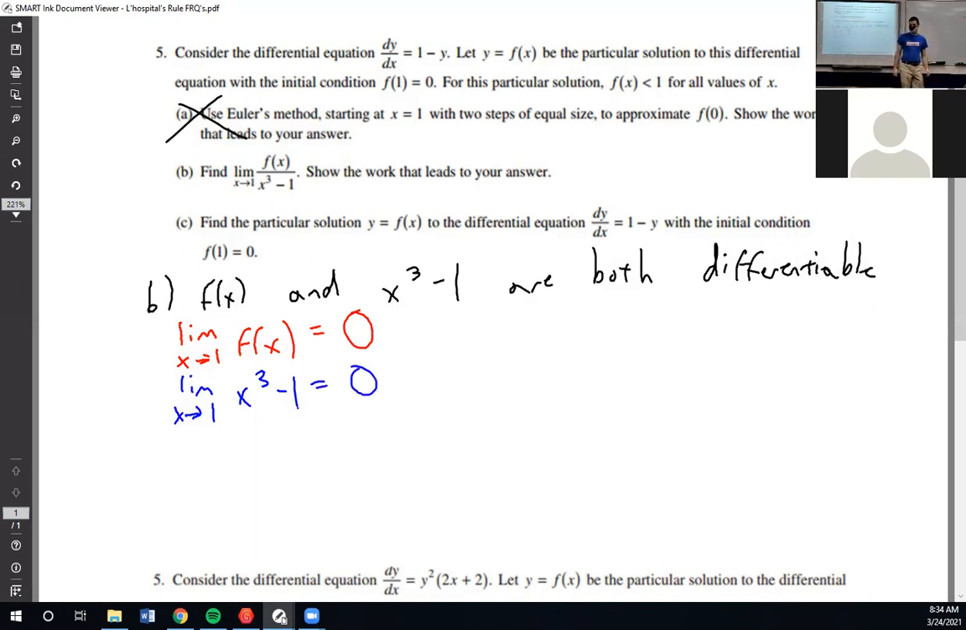These are both 0. How do I know this one is 0? F of x? Well, I know that because f of 1 is 0. So if I plug in 1, I get out 0 on the top. And then same thing here. If I plug in 1, I get out 0. 1 cubed minus 1 is 0. Therefore, our rule can be used.